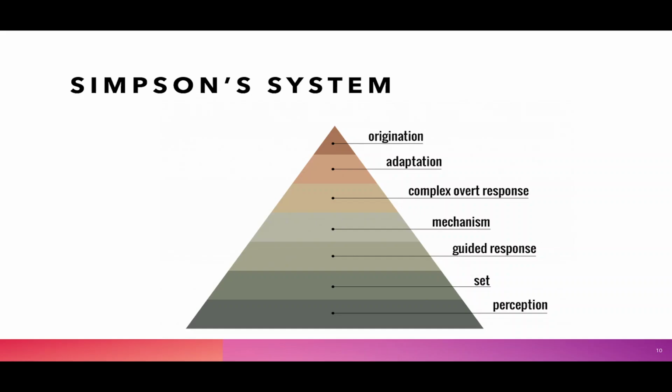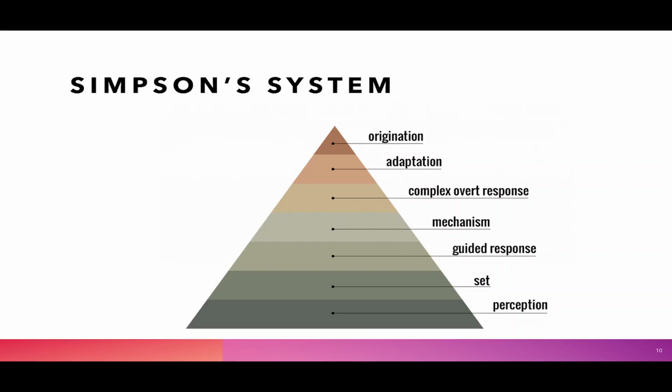The first level of Simpson's system is the perception level. This level involves reading directions or watching a demonstration. For example, a student watching a nurse insert a catheter. The set level involves the student showing willingness to perform the skill. For example, the student tells the nurse they would like to try inserting a catheter. In the guided response level, the student imitates the skill with guidance by the educator. For example, the student practices catheter insertion on a mannequin with the guidance of the nurse educator.